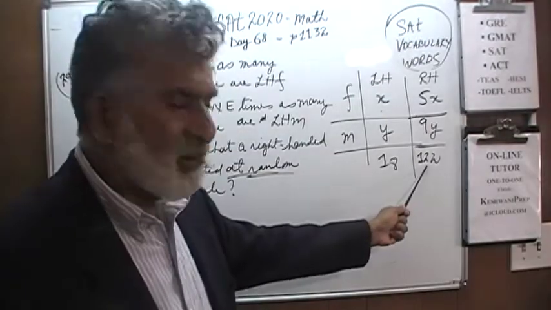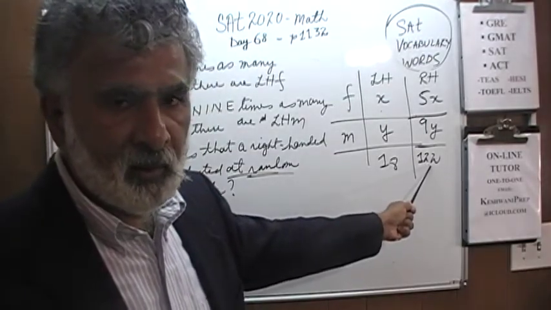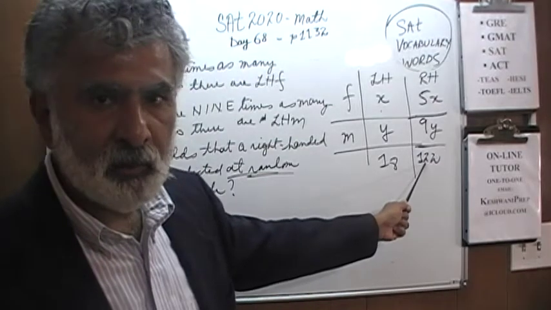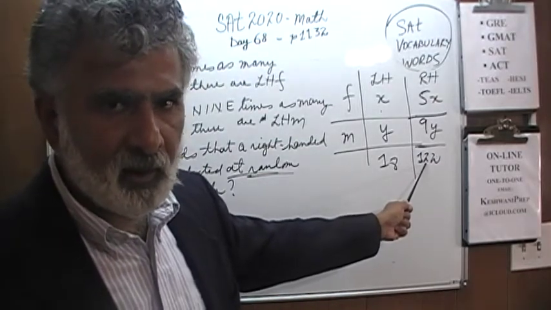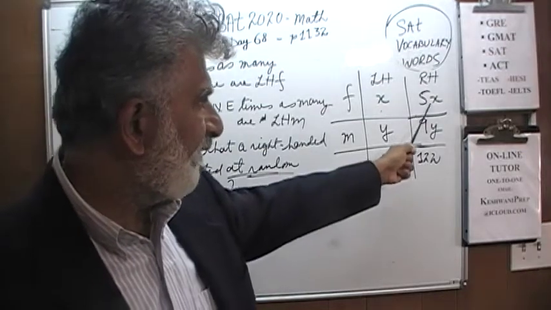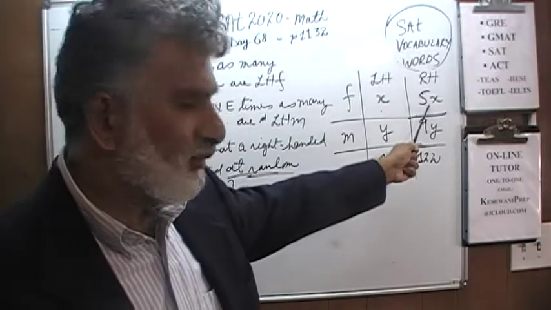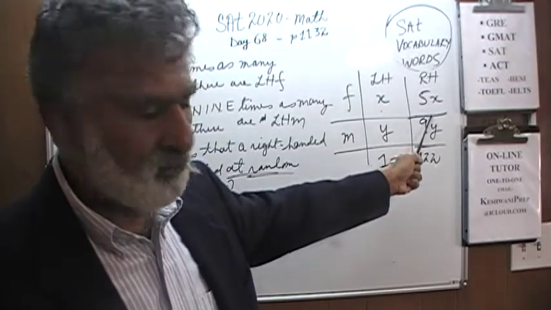We already know that we are picking out of 122 people. What is the question? What are the odds that the person picked among those 122 people who are right-handed is a female? Well, we have 5x female. It's just 5x over 122. All you have to do is find the value of x. How do we do that? It's right here. It's very simple.